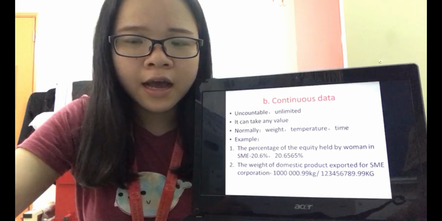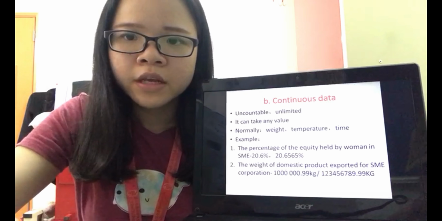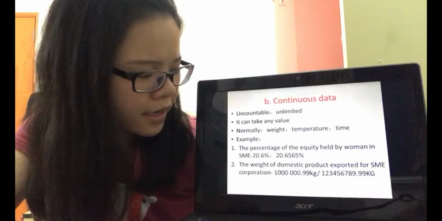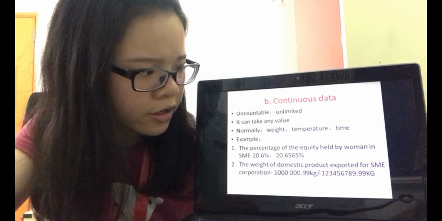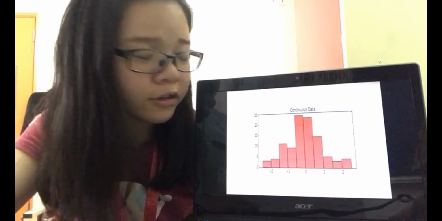For the continuous data, the data is uncountable and unlimited. It can take any value. The example of continuous data is the percentage of the equity held by women in SMEs, which is 20.6%. This one is the graph for continuous data. Thank you.